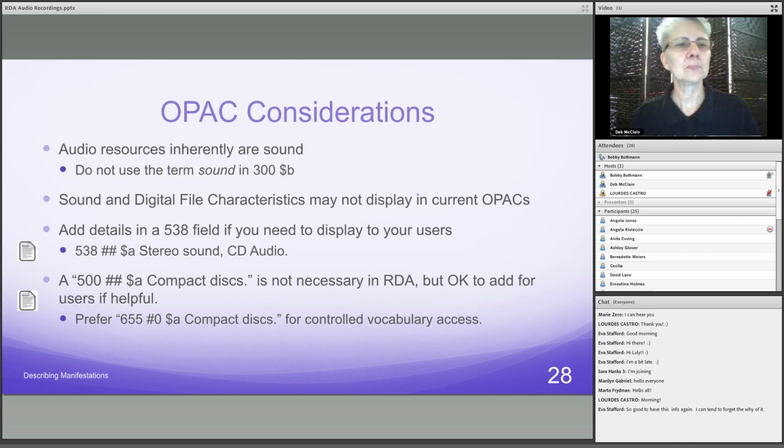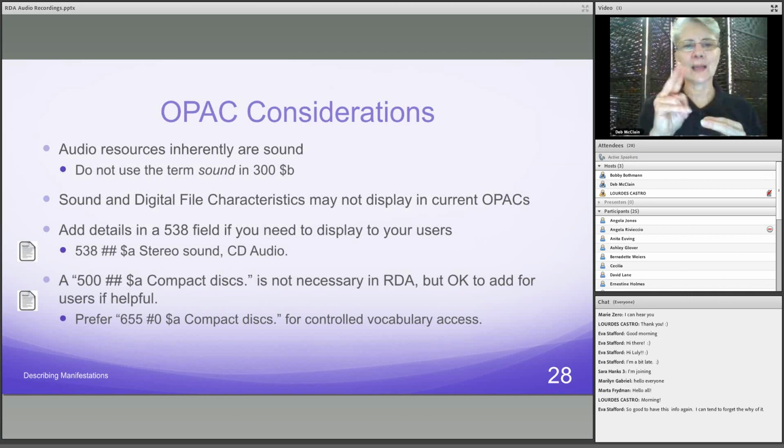For your OPAC considerations, the subfield B of the 300 field is not used with audio resources. We don't put digital or sound or anything in there. We've already done that with the 344 and 347 fields. Those fields are designed to be used in a linked data BIBFRAME type of environment. They don't show to the public. So you may want to put some of that information if it's important to your users, like digital, like stereo, in the subfield B.